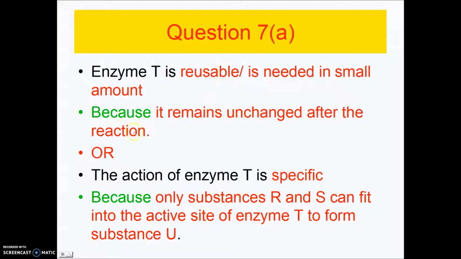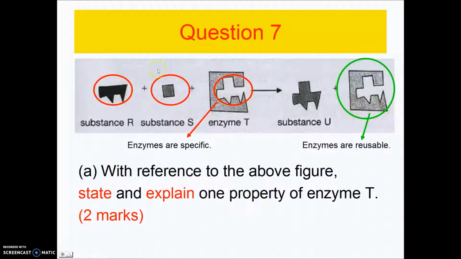So for the first case, reusable, after the reaction remain unchanged, state and explain. And the active site is specific because only the substance R and S can fit into this shape and form the enzyme substrate complex. So remember the question words, state and explain. Don't miss either one of them.